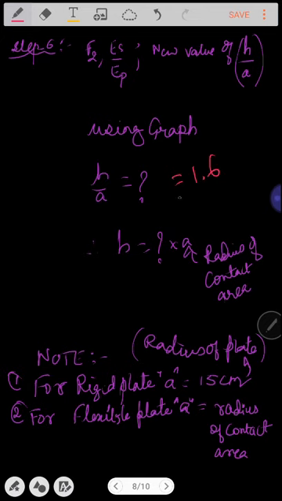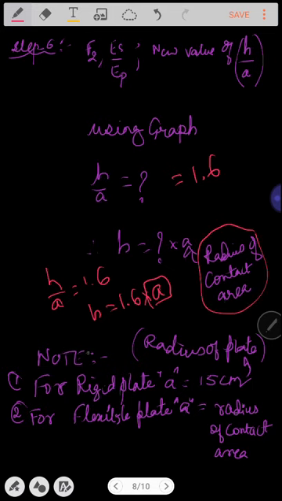From that we will be able to calculate the thickness of the pavement or the soil subgrade, by simply cross multiplying: H is equal to 1.6 multiplied by A, where A happens to be the radius of the contact area. Radius of the contact area for what plate? Flexible plate. So there is an important note to remember. For the rigid plate, the value of A has to be assumed as 15 centimeters, and for the flexible plate, the value of A has to be calculated from the radius of the contact area.